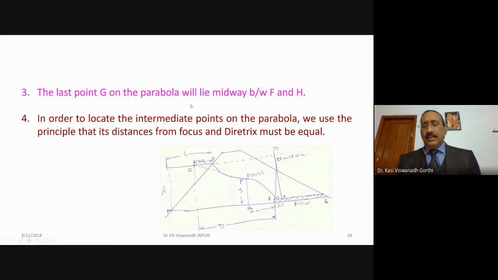Now you have got the point C, the starting point of the base parabola, at a distance 3L from B, and G, the midpoint of F and H, is the last point of the base parabola. You have got the starting point and the last point. In order to look at the intermediate points on this parabola, we use the principle that its distances from the focus and the directrix must be equal.